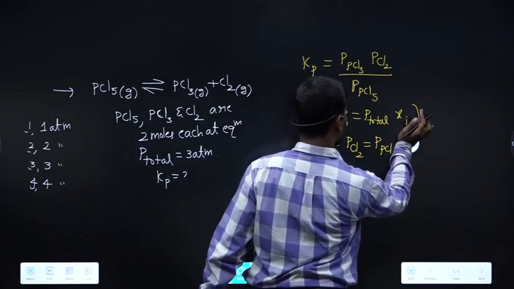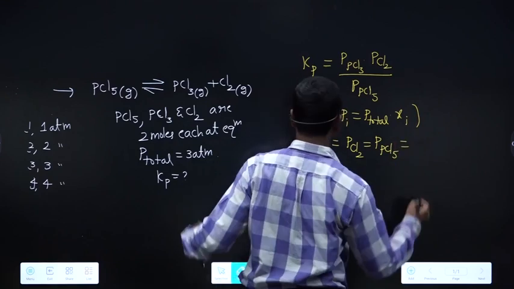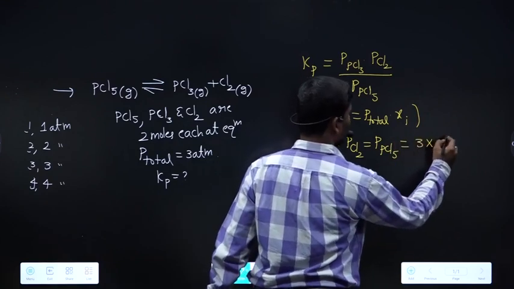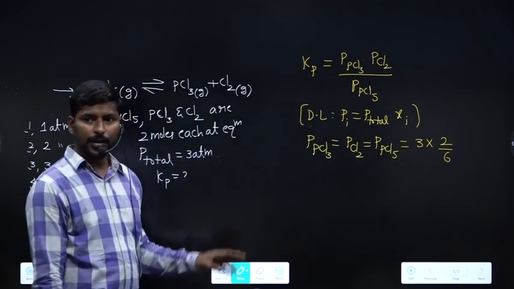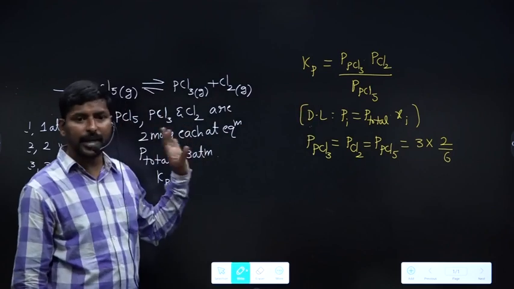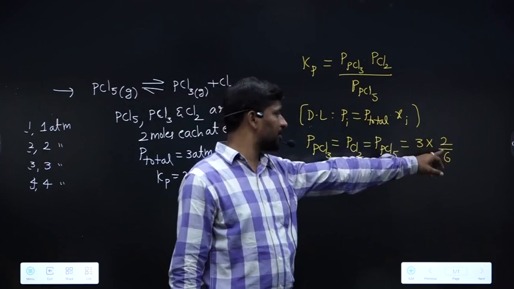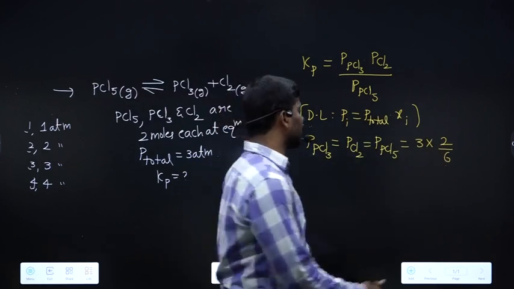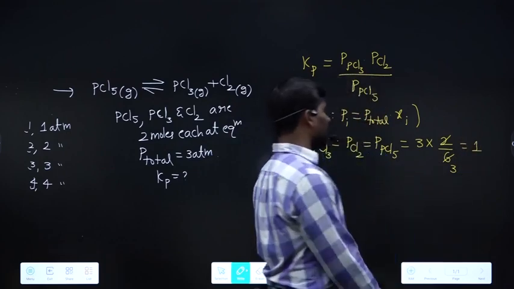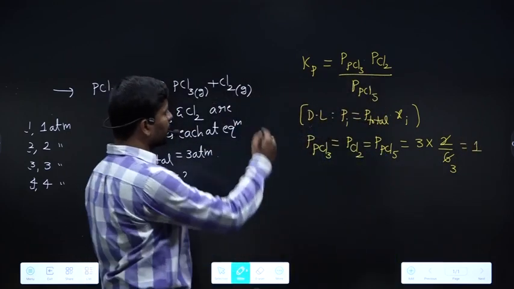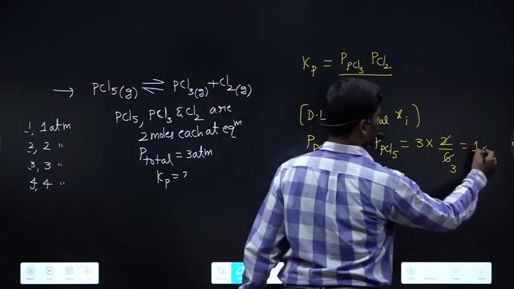Partial vapor pressure means mole fraction into total vapor pressure. Total vapor pressure is given how much? 3. And the mole fraction is 2 by 6. Partial vapor pressure of all the gases is the same since the mole fraction of each gas is the same. Mole fraction of each gas is 2 by 6. So 2 ones are 2, 3 twos are 6, so we are getting 1 atmosphere. So if you substitute, Kp is equal to, this is 1 atmosphere.